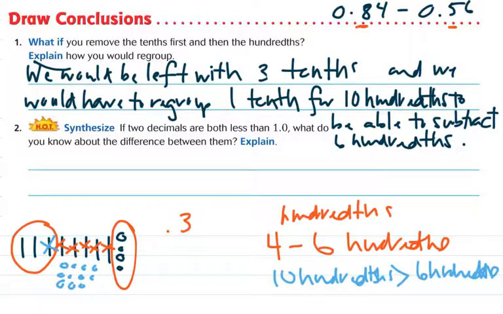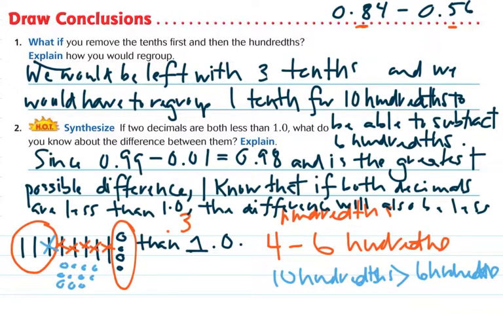So now we have this hot question. It says, if 2 decimals are both less than 1, what do you know about the difference between them? Well, we know if they are less than 1, the difference between them would always have to be less than 1. So boys and girls, I put an example here to illustrate this point. 99 hundredths minus 1 hundredth would give us 98 hundredths and is the greatest possible difference, because remember we had to have 2 decimals that were less than 1. I know that if both decimals are less than 1, the difference will also be less than 1, which is the explanation for this problem.